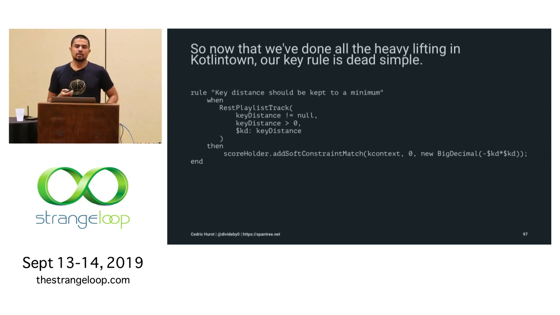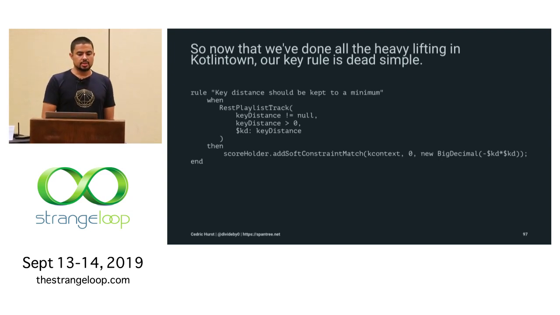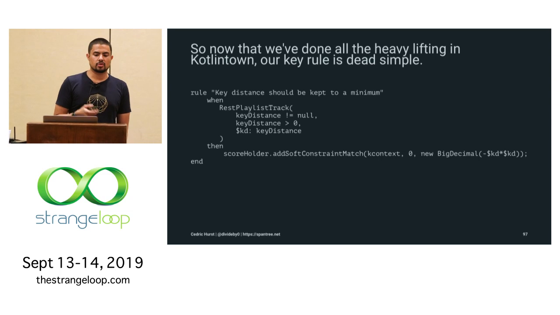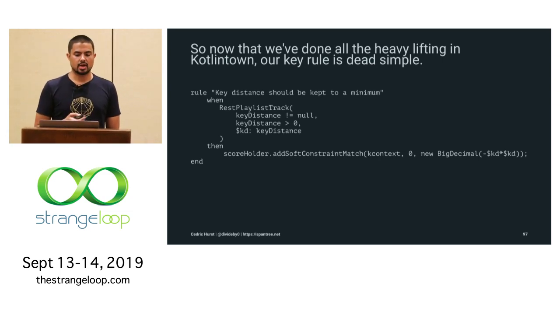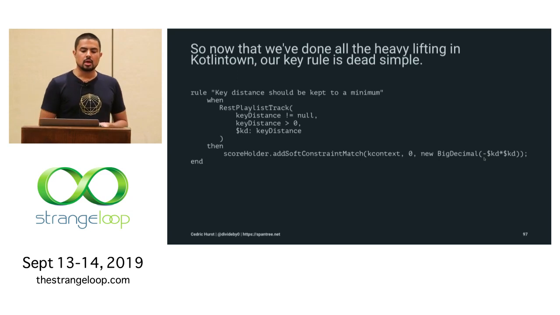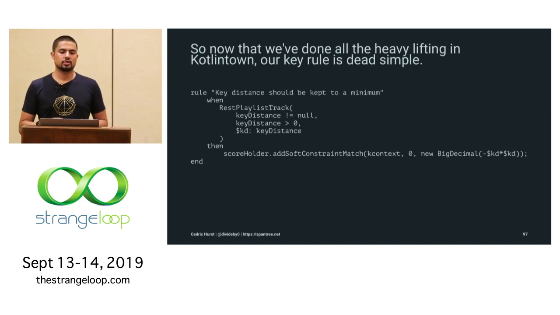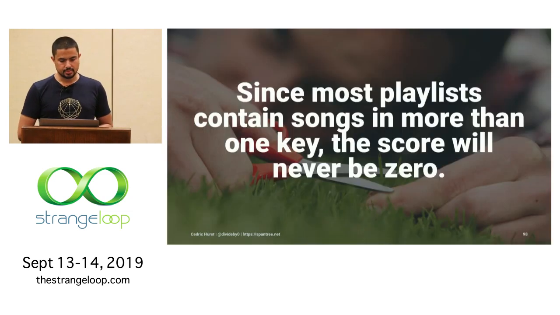So now that we've done all the heavy lifting, and this is in Kotlin, our key rule is very simple. All we need to do is just look for a playlist track, and if it has a key distance that's greater than 0, basically take the square of that distance and penalize the score. So things that are further apart are going to be exponentially penalized in this system.